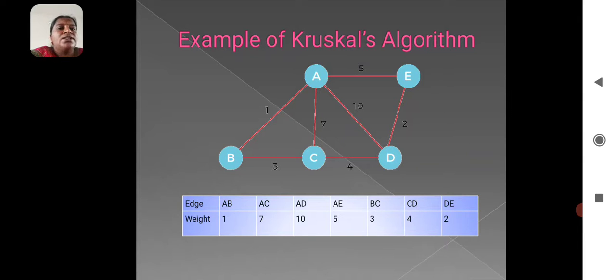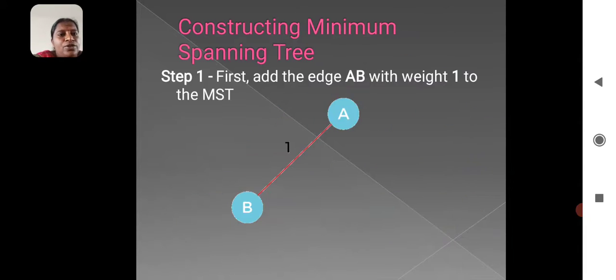Suppose we have a sample with vertices A, B, C, D, E, and we have weighted all the edges, displayed as edge and weight in a table. The weight of A to B is 1, A to C is 7, A to D is 10, A to E is 5, B to C is 3, C to D is 4, and D to E is 2. Let us start the algorithm.